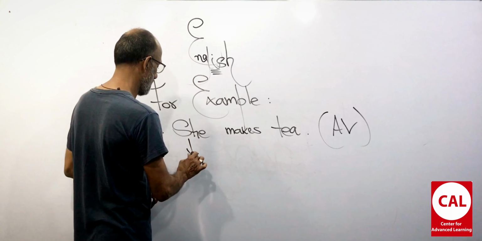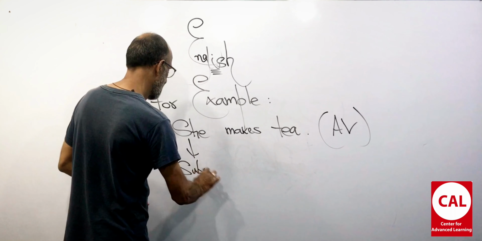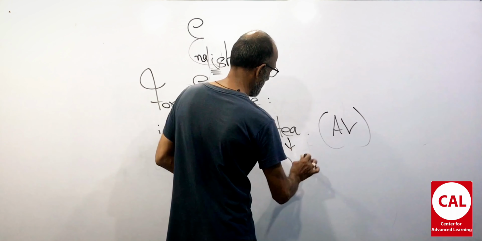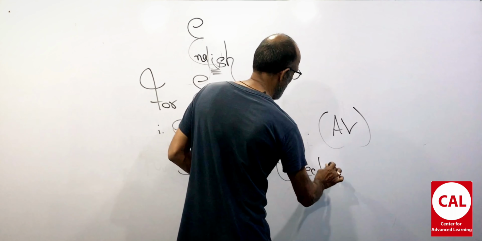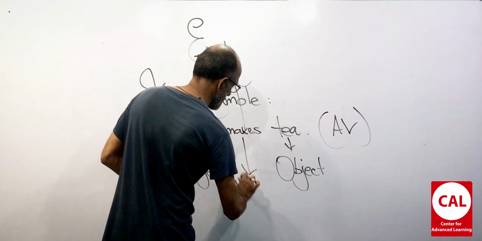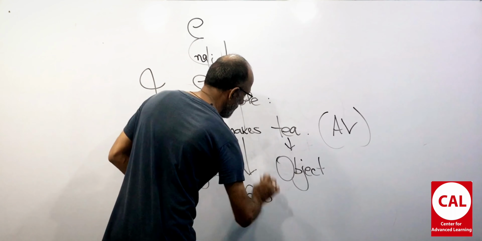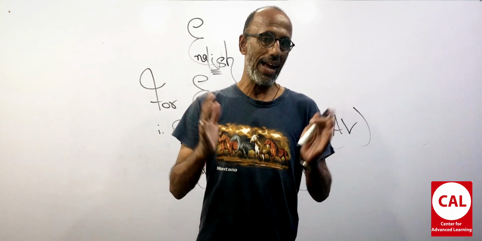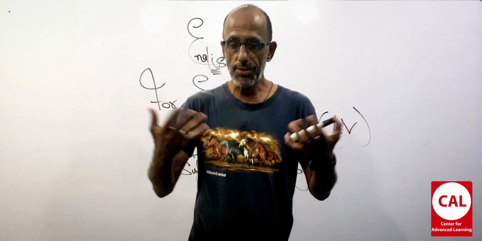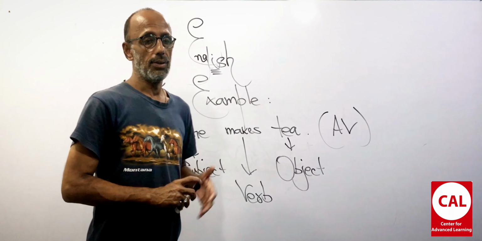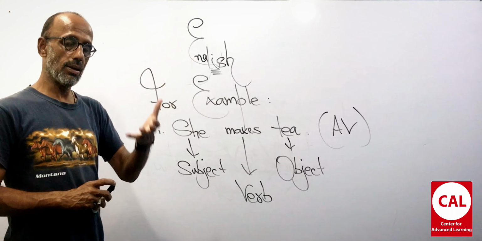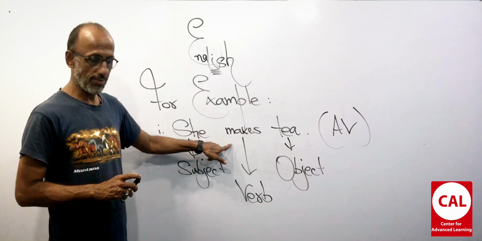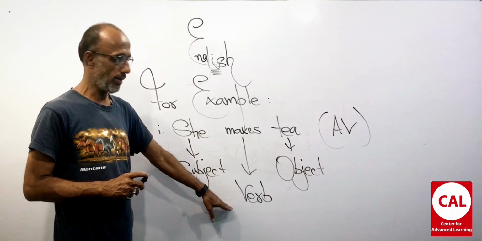What is the subject here? She. And what is an object here? Tea. And what is this? This is verb. Verbs are those words which have got move or action. For example, I teach English, you learn English. So what is the verb there? Teach and learn. Similarly here, what is the action word here? Makes. And we also call this main verb as well.